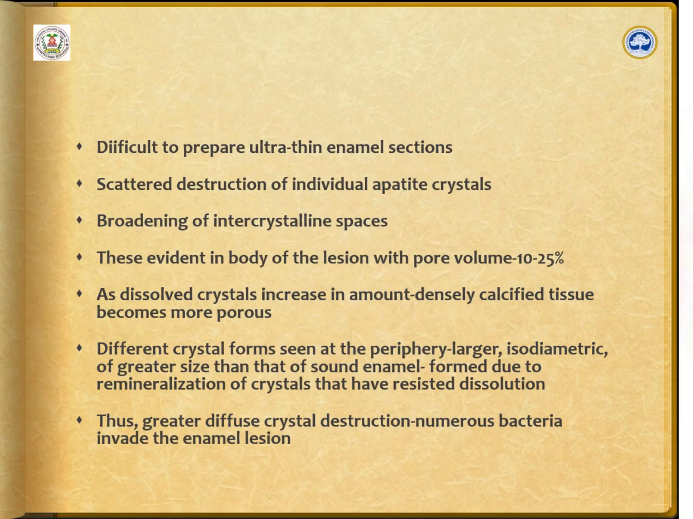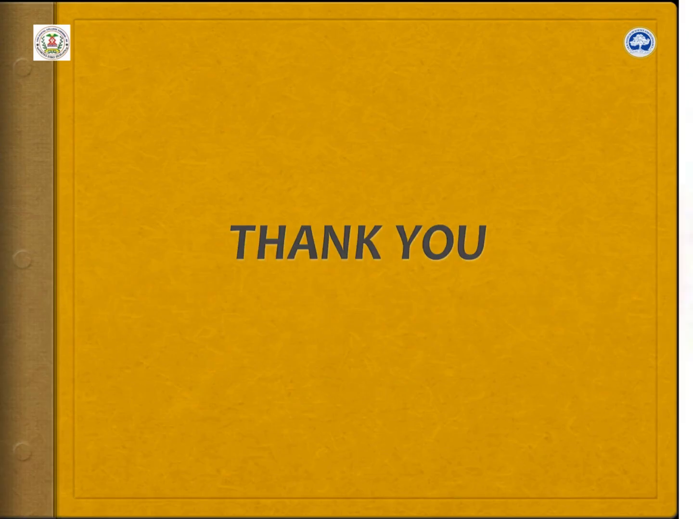Thus, with greater diffuse crystal destruction, numerous bacteria invade the enamel lesion. So this forms the crux. The last line forms the crux of the entire theory behind the caries advancing towards the deeper surfaces. As the crystalline structure of enamel is its hallmark, so as there is greater and greater diffuse destruction of enamel crystal structure, numerous bacteria use this opportunity, become opportunistic, and invade the enamel lesion and make it larger and larger.